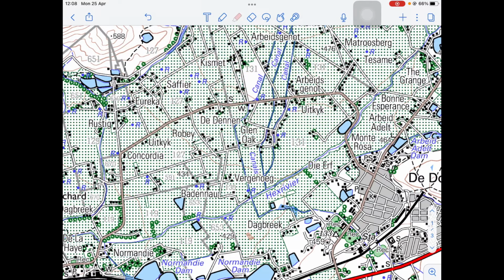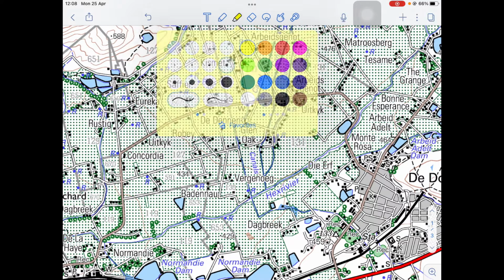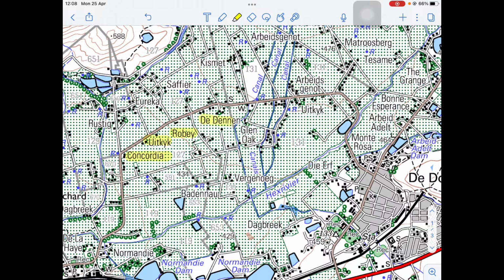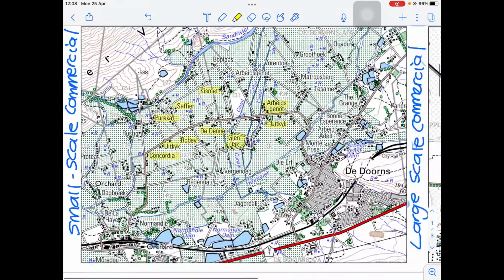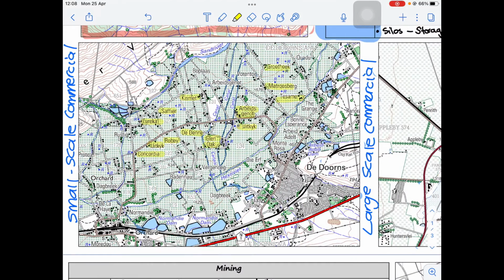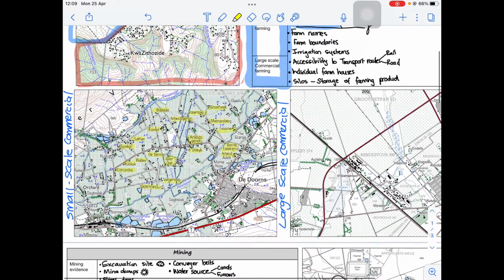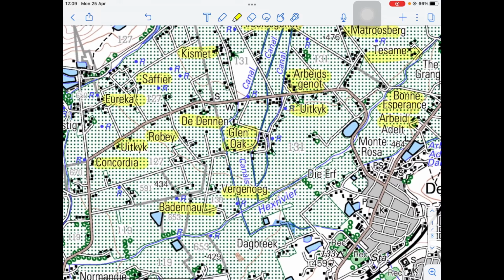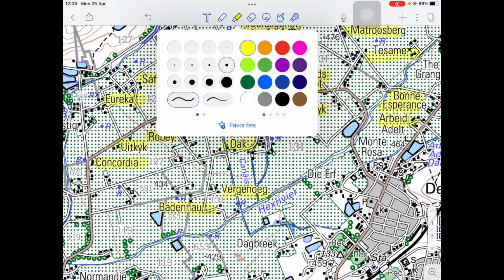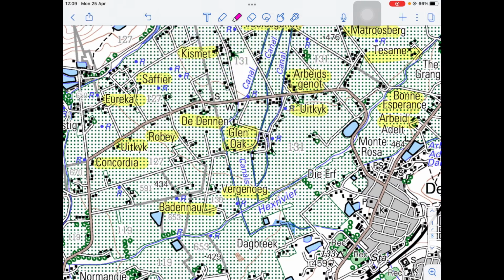I'm just going to use a different color for it to be more obvious, the number of farms in this area, okay? All these farm names indicating commercial farms, but also indicating that the land is being used very intensively in small scale farming, okay? Another thing that's indicating that it's commercial in this example is the number of irrigation systems.